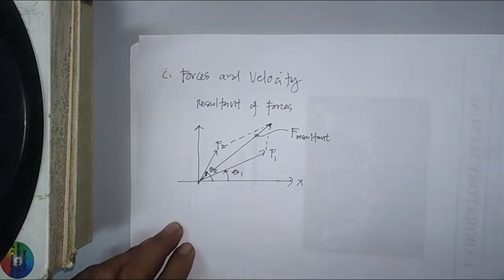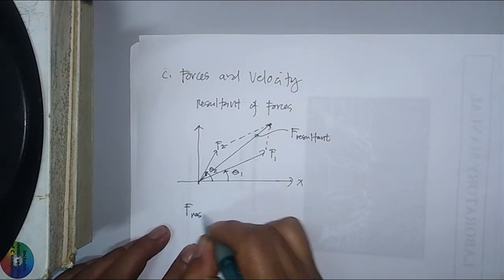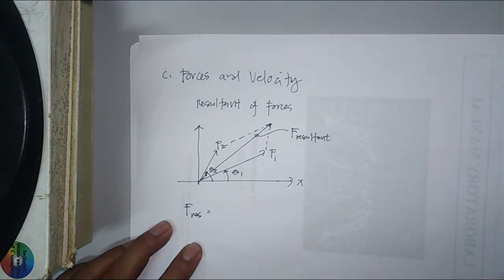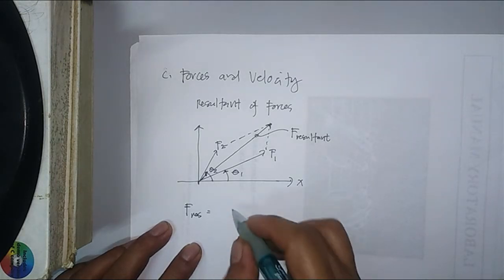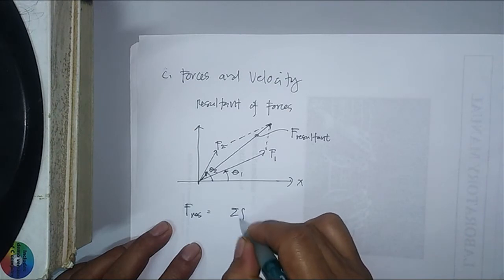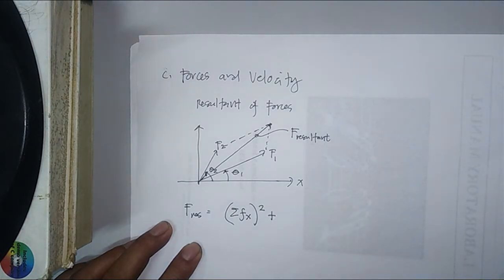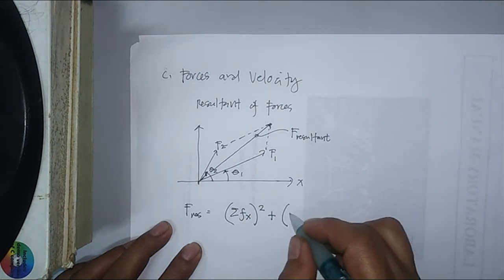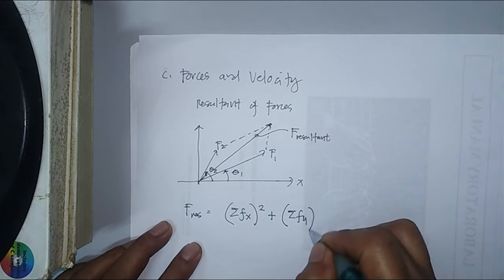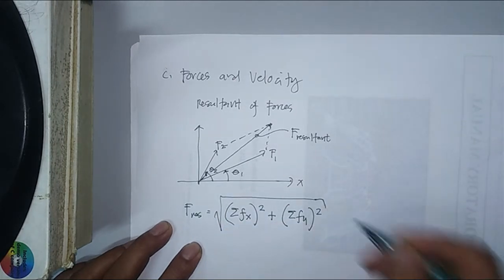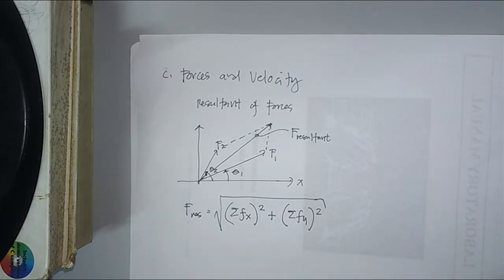Now, the resultant force in your physics can be solved using the summation of the x-axis and the summation of your y-axis, if you can still recall that. So the summation of forces along the x-axis squared, plus the summation of forces along the y-axis squared, and then take the square root. That's how you calculate the resultant of forces under your physics.